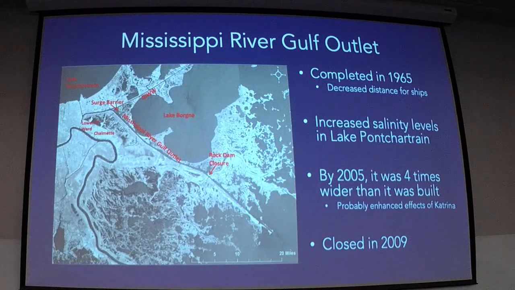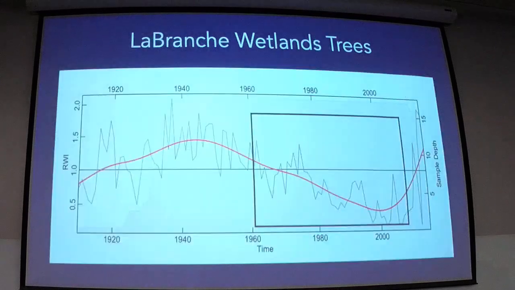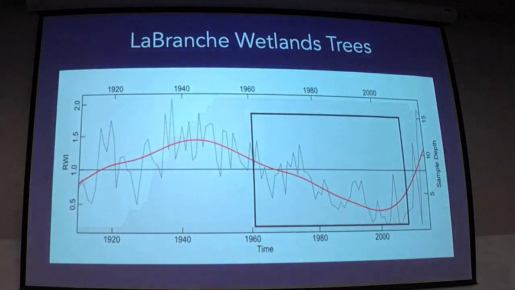Both scientific and non-scientific articles do put some of the blame of the destruction from Hurricane Katrina, storm surge from Hurricane Katrina, due to the loss of wetlands from the MR. GO. So eventually, it was closed in 2009. And so I want to point those years out to you one more time, 1965 to 2009. And as I switch slides, we go back to that box, which is basically labeled 1965 to 2009.